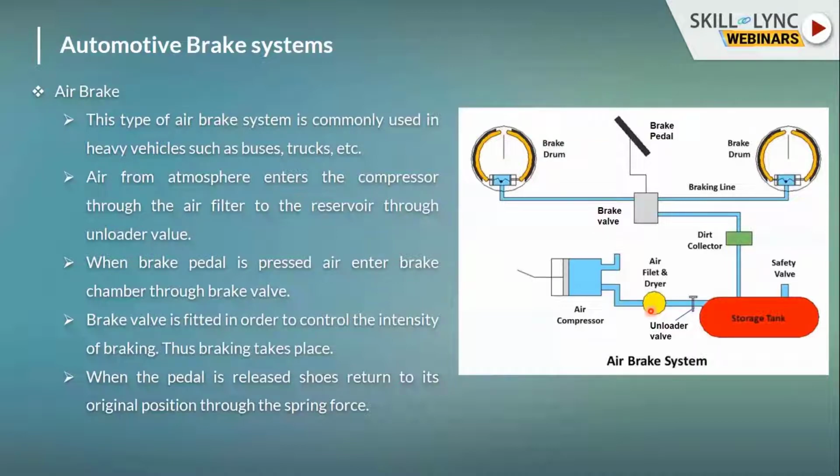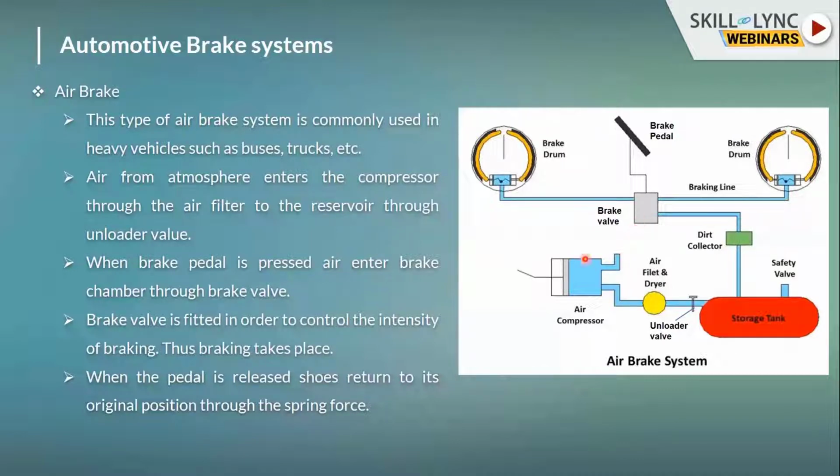The compressed air is stored in the storage tank. The storage tank has a safety valve, because once the pressure exceeds the limit, the safety valve automatically releases some compressed air. The drift collector is used to collect the dirt particles from the air. The brake valve is used to distribute the pneumatic air to each wheel.